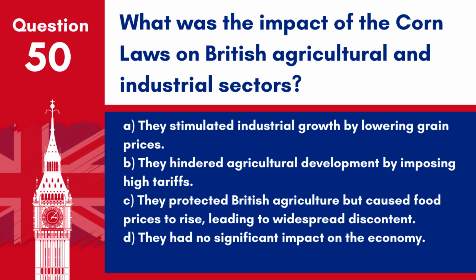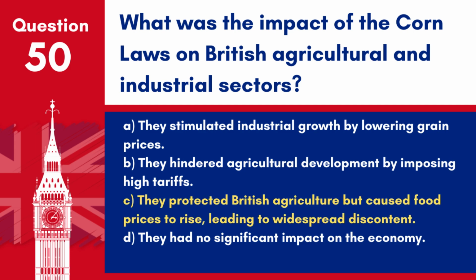Question 50. What was the impact of the Corn Laws on British agricultural and industrial sectors? A. They stimulated industrial growth by lowering grain prices. B. They hindered agricultural development by imposing high tariffs. C. They protected British agriculture but caused food prices to rise, leading to widespread discontent. D. They had no significant impact on the economy.